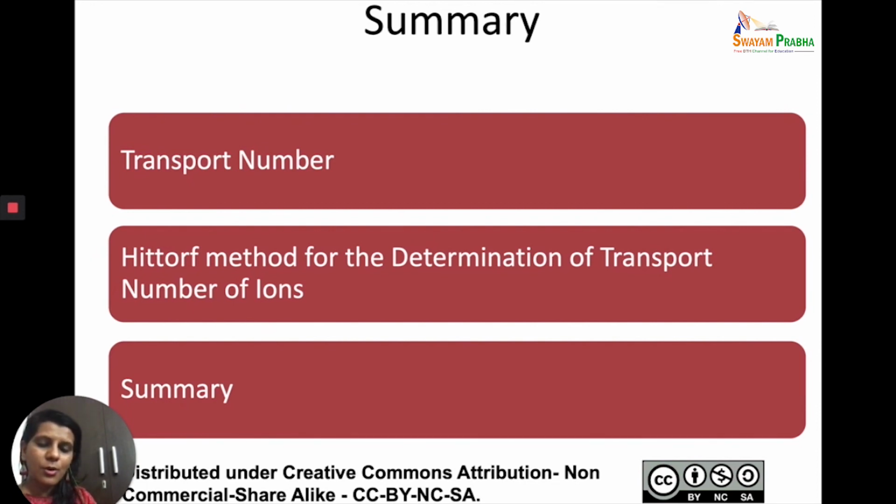Now, in the next lecture, we are going to again revisit Hittorf's method using 2 numericals so that our understanding is much clearer. Then we will take a look at the moving boundary method for the determination of transport number.